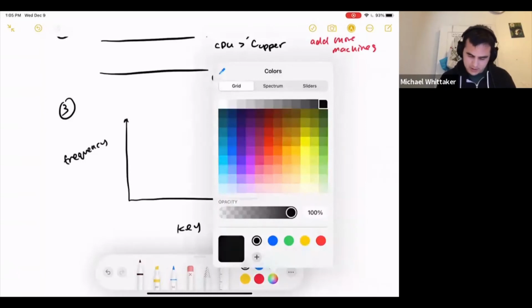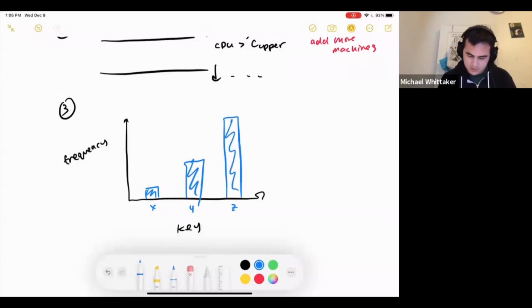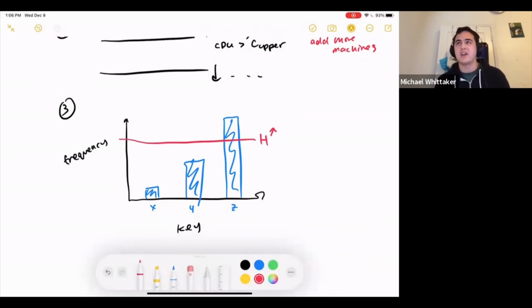So I'll look at every key. Maybe I have key X, key Y, and key Z. X is not touched that much, Y is touched a little bit more, and Z is touched quite a lot. We're going to have these two thresholds. The first is called H. H says, if my access frequency is above H, then that key must be hot, so I'm going to replicate the key on more machines.